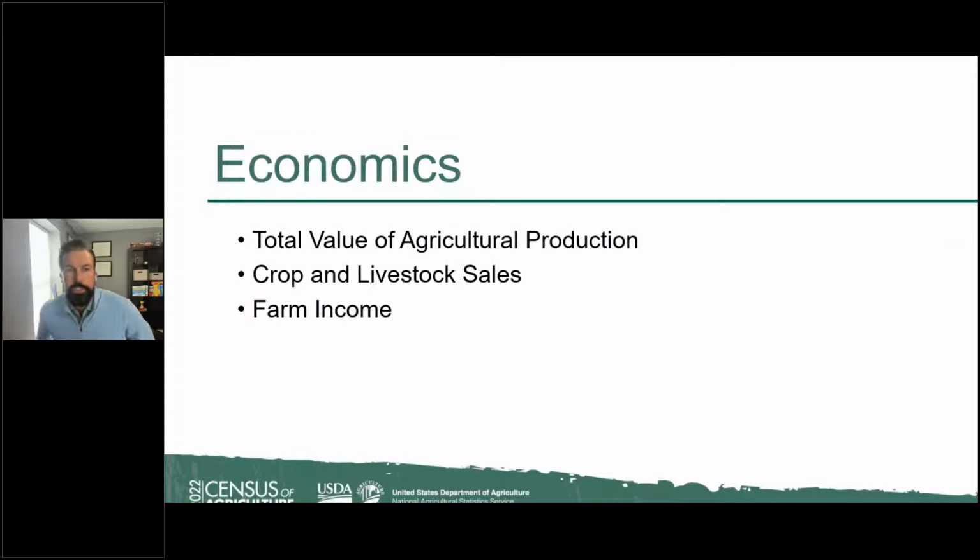Now we will turn our attention to the farm economics and focus on the economic measures from the census, looking at value of production, crop and livestock sales, and farm income. As we all know, weather conditions and economic factors can affect farming operations, the volume of commodities available for sale, and prices received for those commodities. These factors can affect the sales category from which a farm falls into for a particular census year. I will also note that dollars in the census are nominal, or not adjusted for inflation.